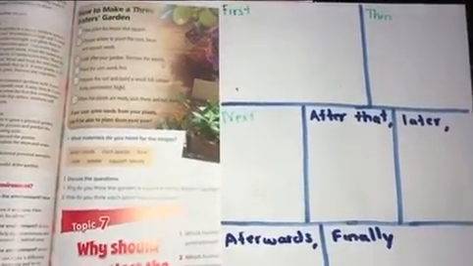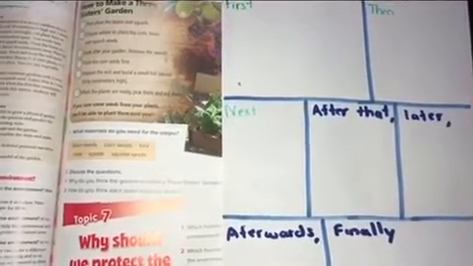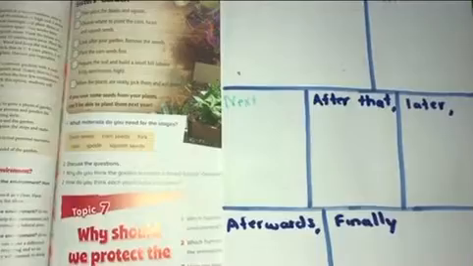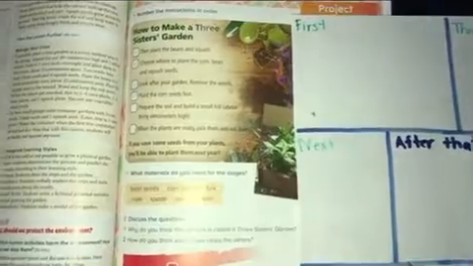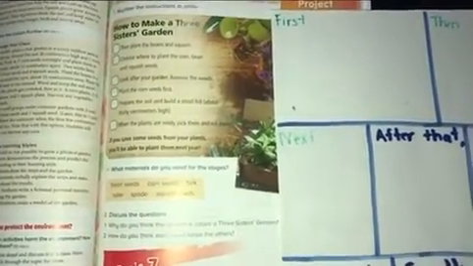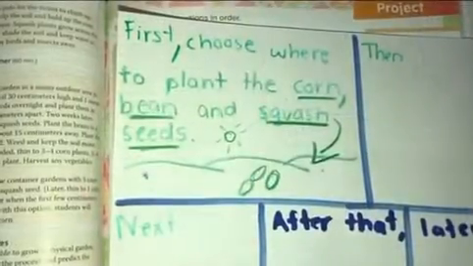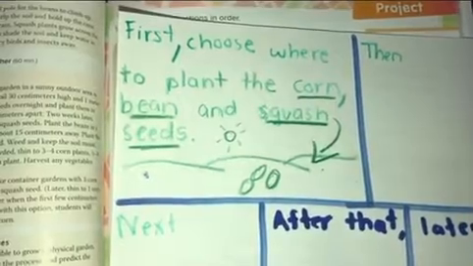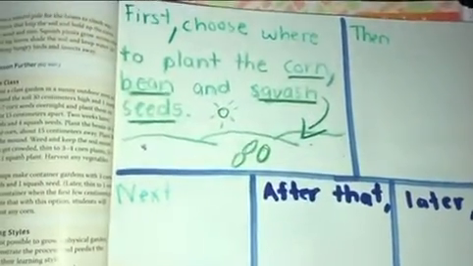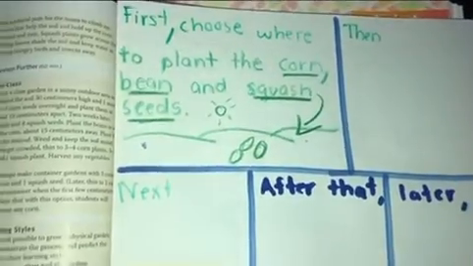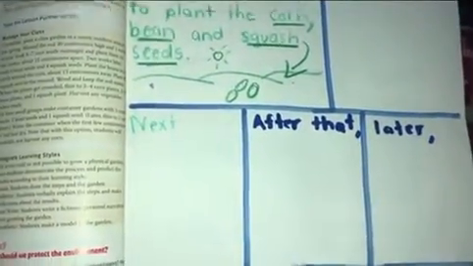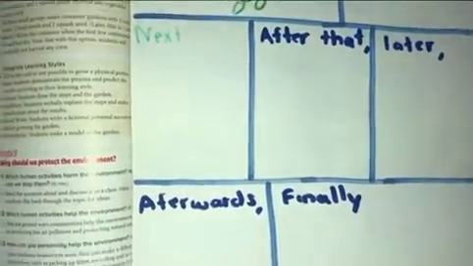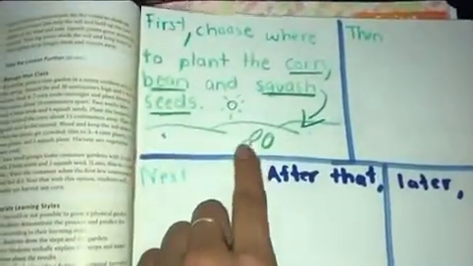So first we are going to write our sequence words. First, then, next, after that, later, afterwards, and finally. And we're just going to put these sentences in here. Once we are done, we are going to draw and color. This is the first one. First, choose where to plant the corn, bean, and squash seeds. Here we have the corn and squash seeds. Okay? Now you are going to do then, next, after that, later, afterwards, and finally. Remember, you have to draw and color.